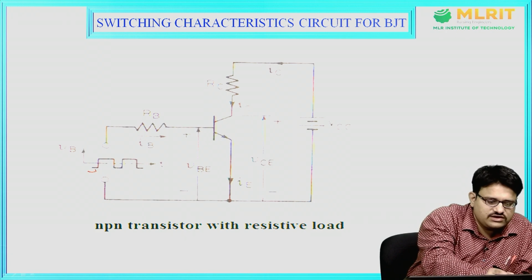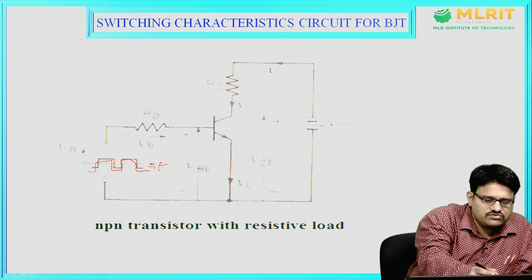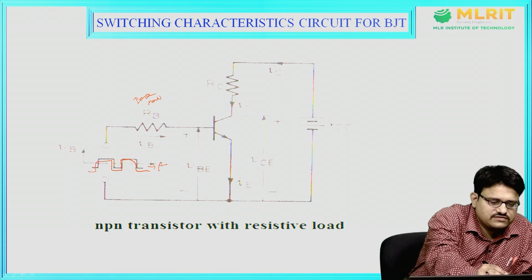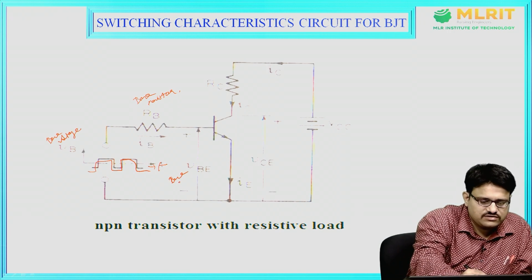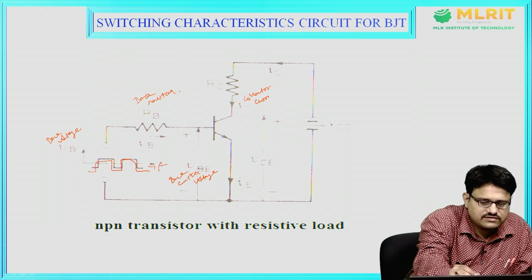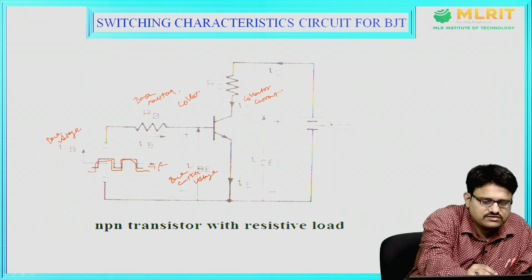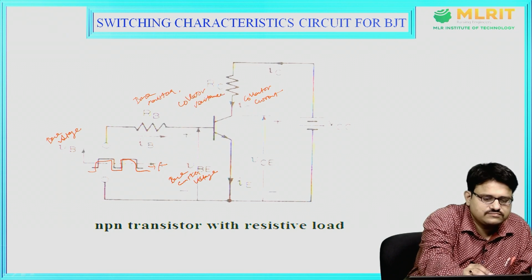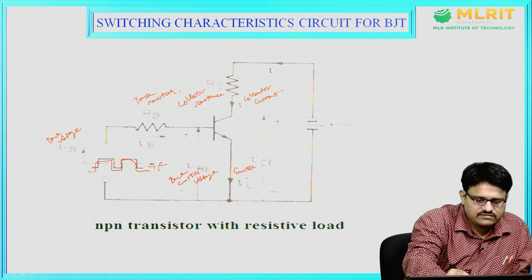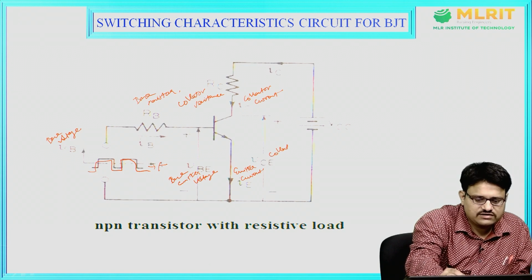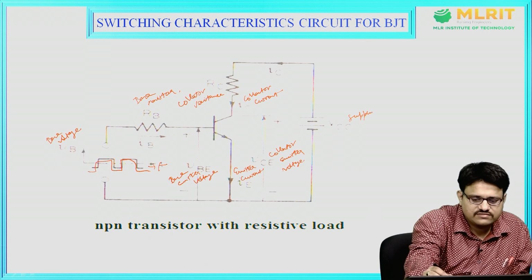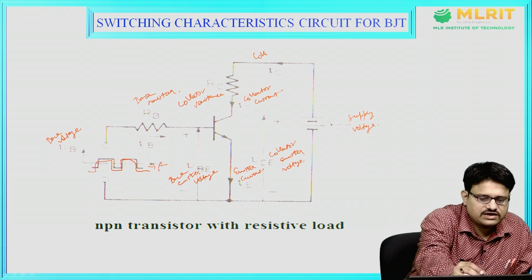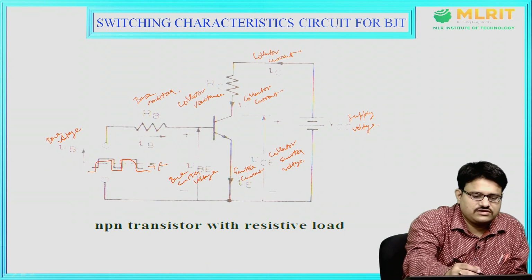And these are the switching characteristic circuit for the BJT. As we see here, we give the square signal for the base. Here this is the base resistor, this is the base voltage, this is the base emitter voltage, this is the collector current, collector resistance, this is the emitter current, and this is the collector emitter voltage, and this is the supply voltage, and this is the collector current, and this is the symbol.